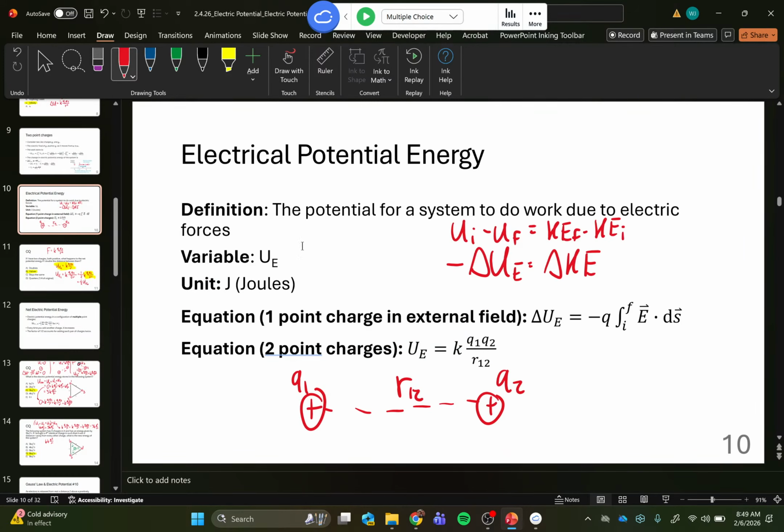Oh, look. The change in potential energy. Now, there's 2 equations here. Which one do I use? This one is if I have 2 point charges. This one is if I have a charge in some field.